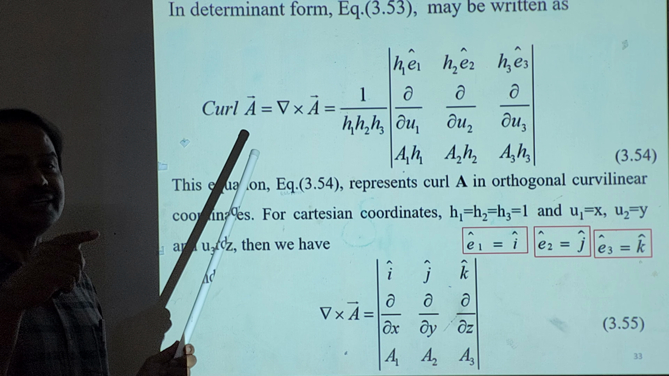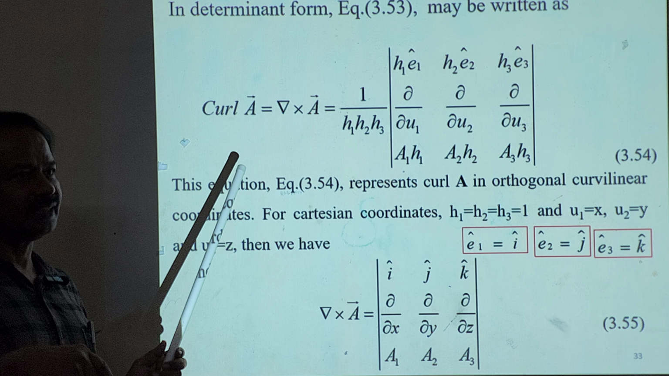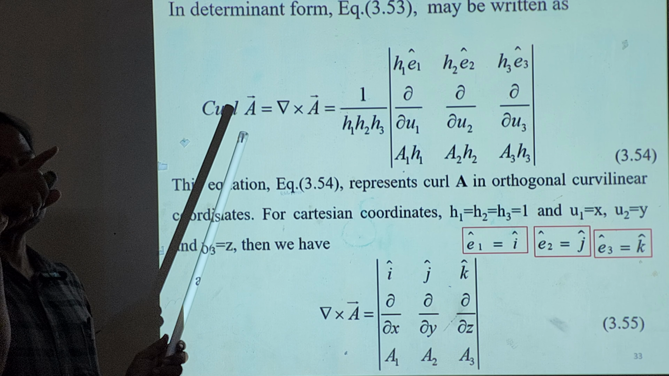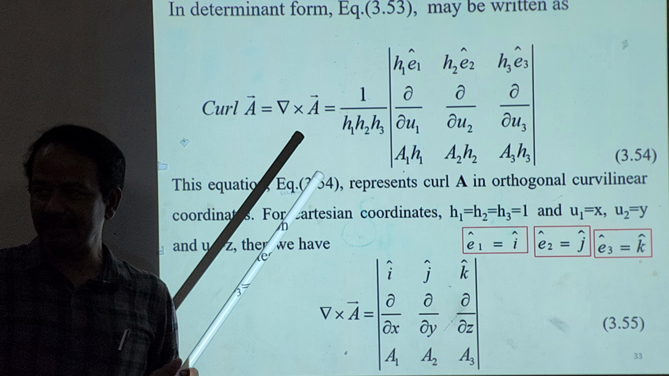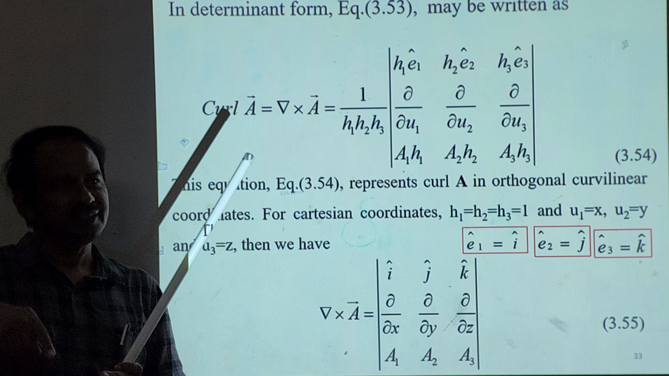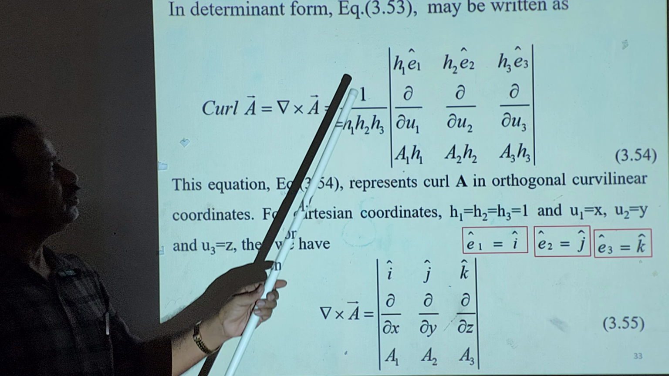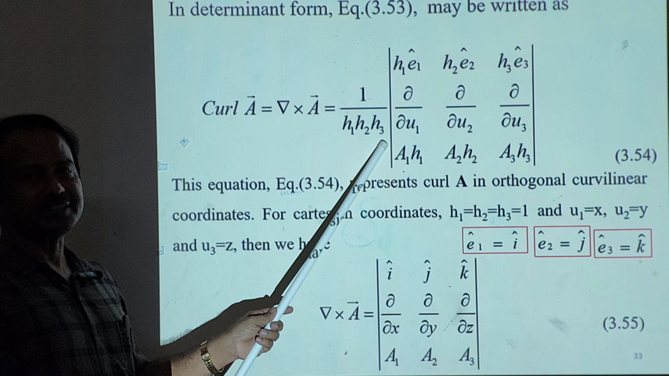Like for example, del cross A in Cartesian coordinates i, j, k. So usually we will do it like this, correct? Del cross A can be written as the determinant with i, j, k; d by dx, d by dy, d by dz; then A components ax, ay, az, or a1, a2, a3. So instead of this, we have written it in matrix form.